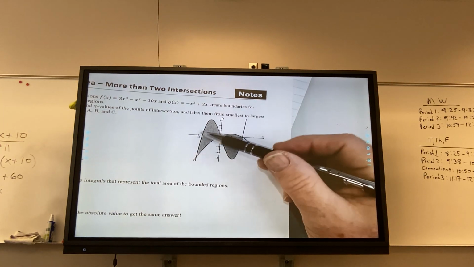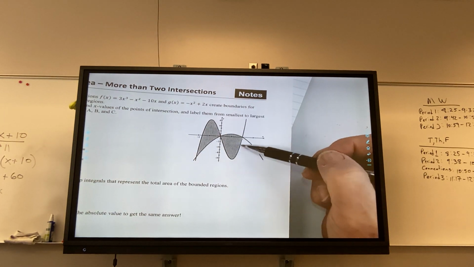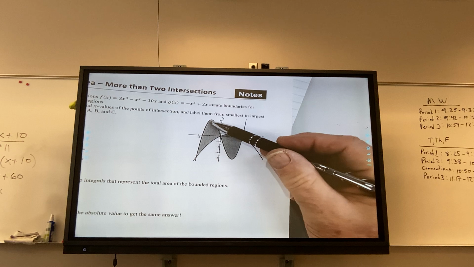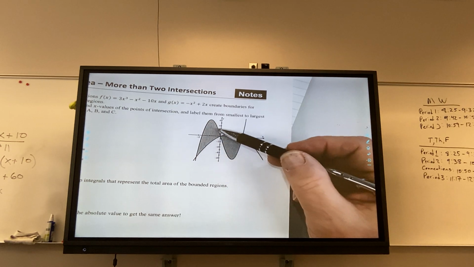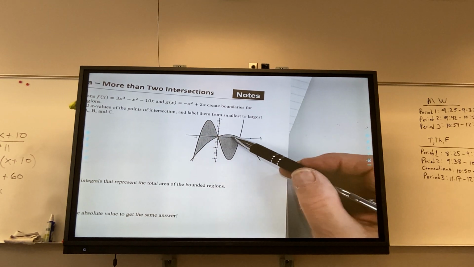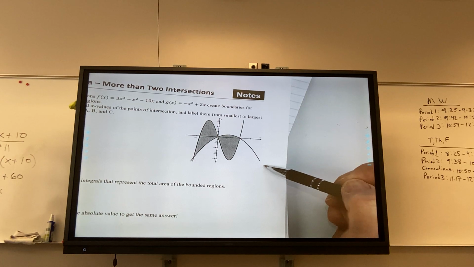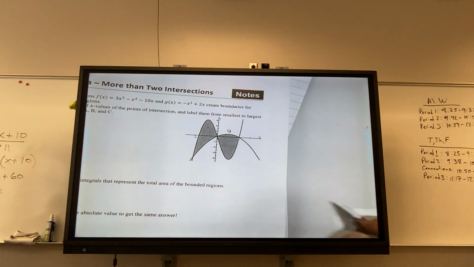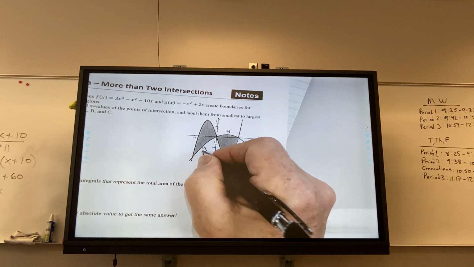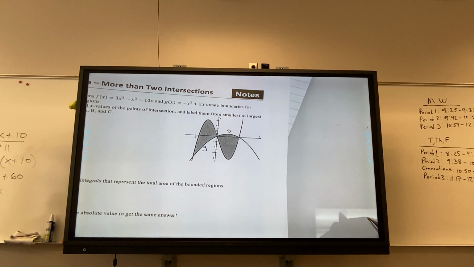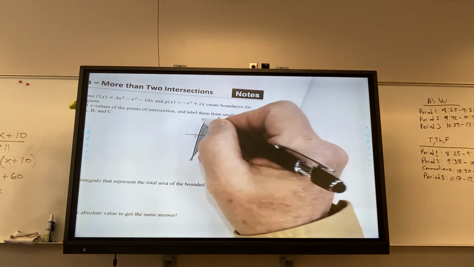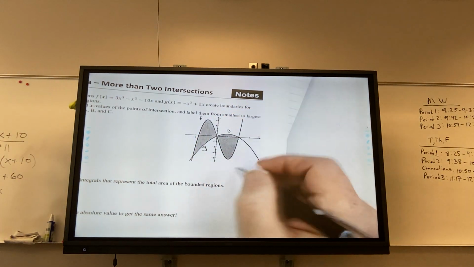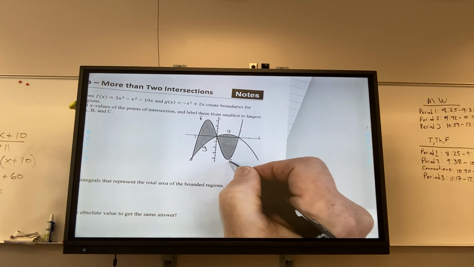This right here, this graph, can you see that this is a cubic? And that this graph right here is a parabola that's going down? So this is G right here, and this is G down here. Would you agree with that? And this cubic, this is F up here, and this is F down here.